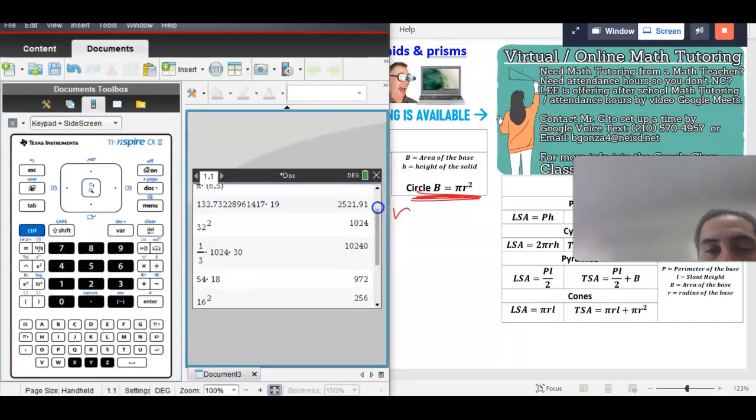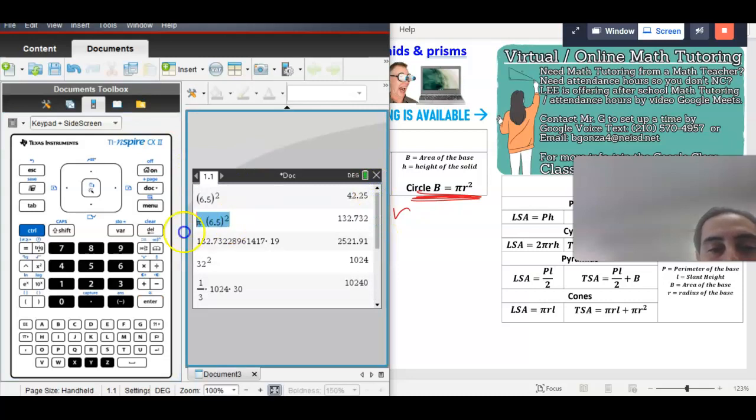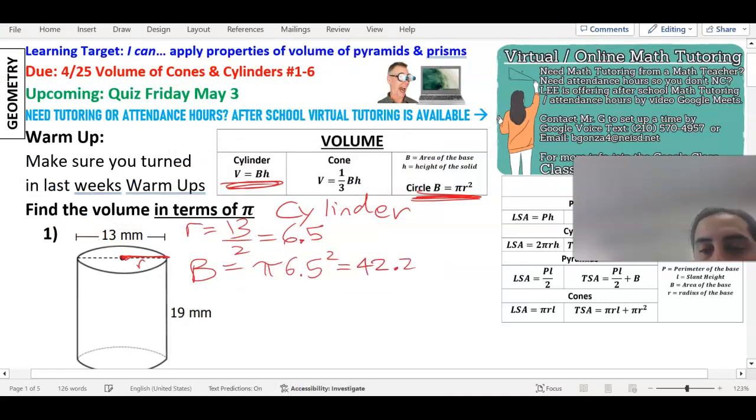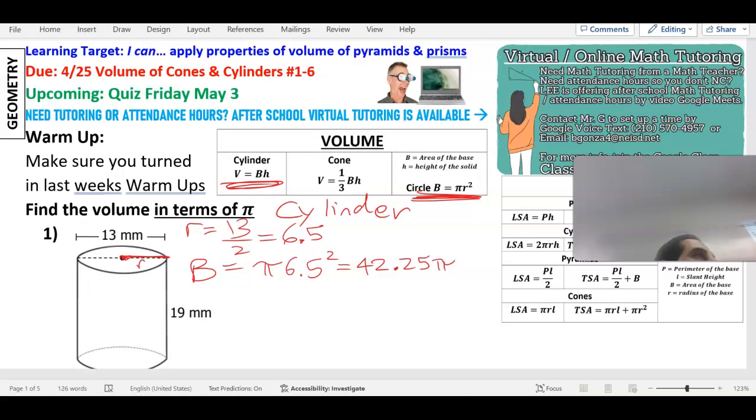Now, remember, we're not typing in the pi. So we get 42.25. And we just got to make sure we write the pi. 42.25 pi. Now, what's the height of this cylinder? Is it 13 or 19? What do y'all think?